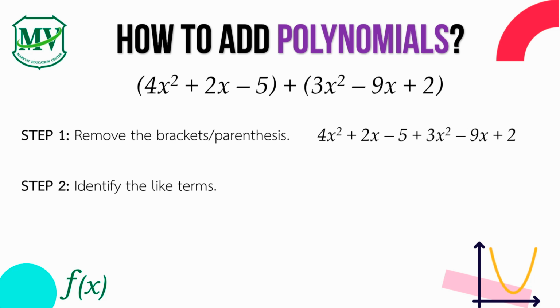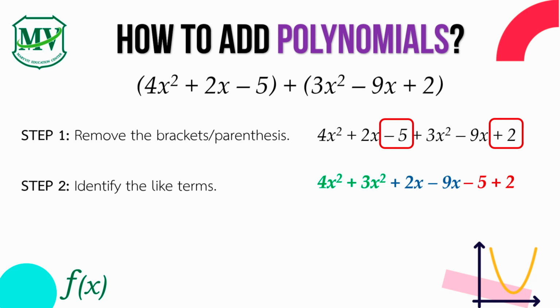Step 2. Identify the like terms. So, we have 4x squared plus 3x squared. We also have positive 2x and negative 9x. And for the constants, we have negative 5 and positive 2.